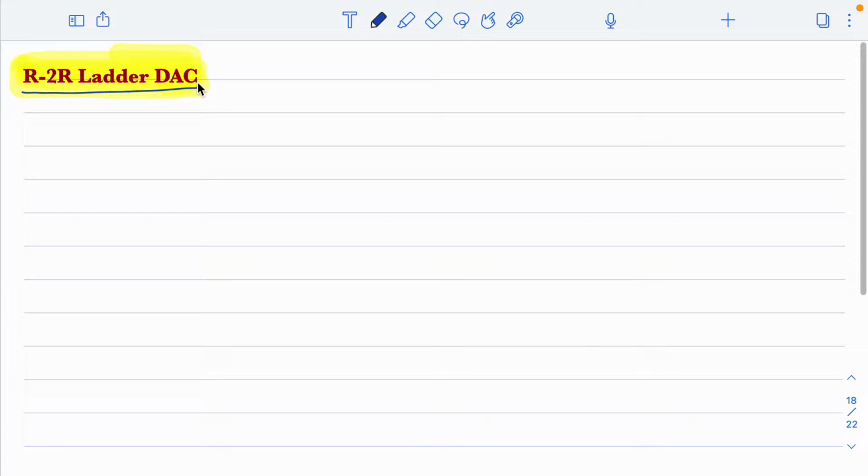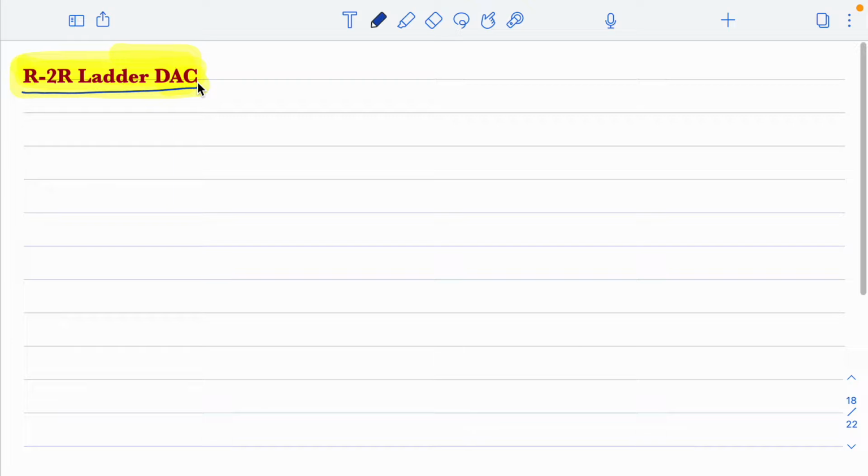The R2R ladder DAC, which we are going to discuss now, is a slightly improved version of the binary weighted DAC. In a binary weighted DAC, you will have resistors with binary weights. In R2R, there are only two resistors, R and 2R, that we use in the R2R ladder DAC. But in the binary weighted resistor DAC, we have a set of resistors whose values are binary weighted, in the sense 2 to the power of 0, 2 to the power of 1, 2 to the power of 2. In that way, the resistor values will be there.